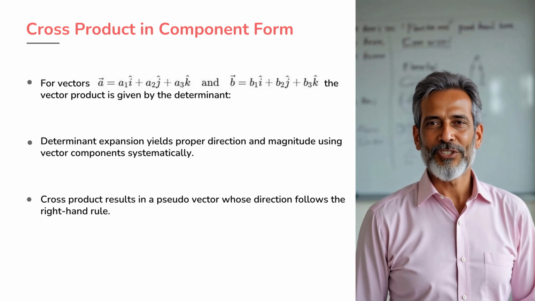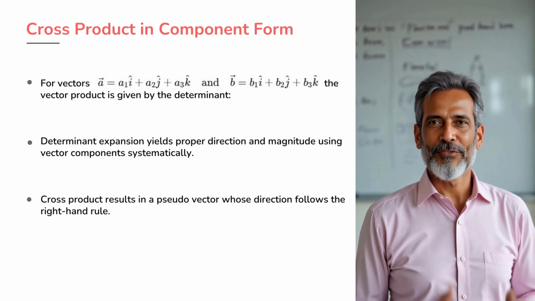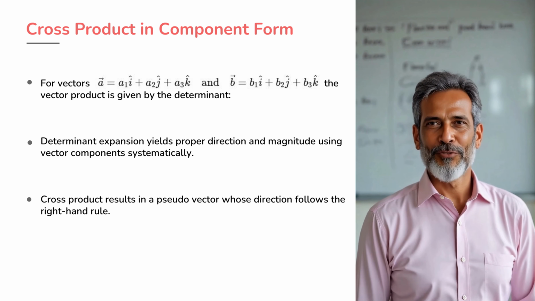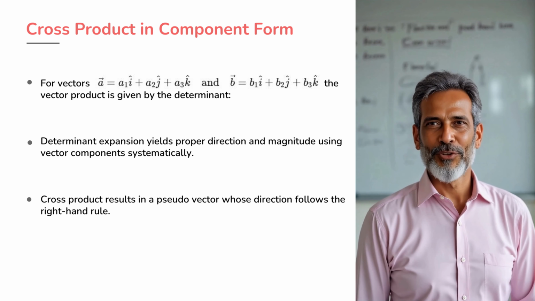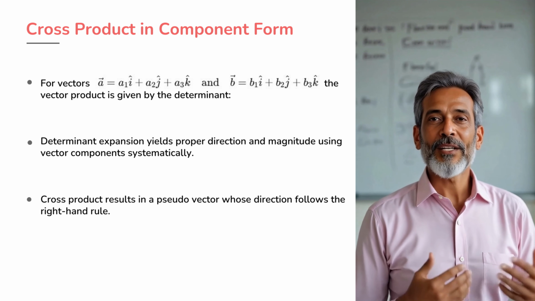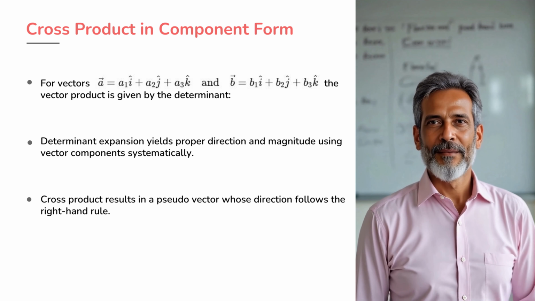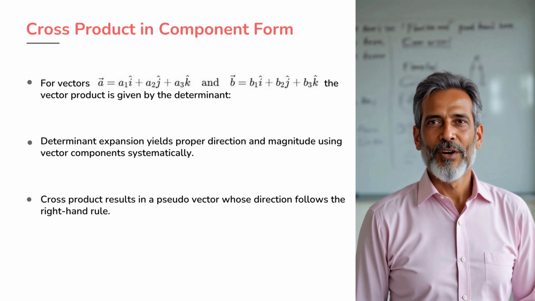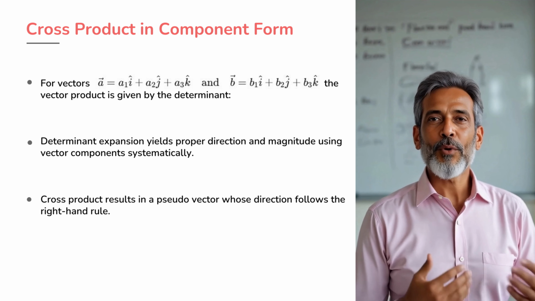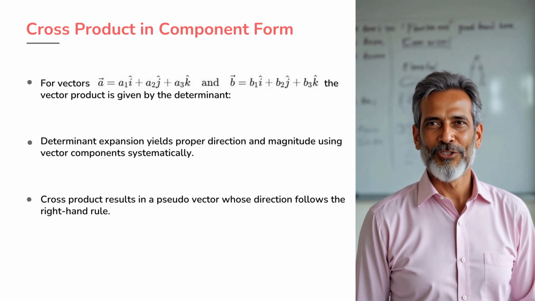Next, let's explore some algebraic properties of the vector product that will help deepen your understanding. First, the cross product is distributive over addition. That means vector A cross the sum of vectors B and C equals vector A cross vector B plus vector A cross vector C. Mathematically, A cross open bracket B plus C close bracket equals A cross B plus A cross C. But be careful, cross product is not associative. This means vector A cross the cross product of B and C is not the same as the cross product of vector A and B, then crossed with C.